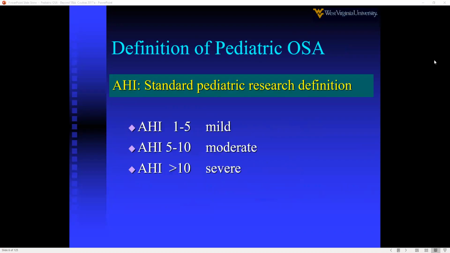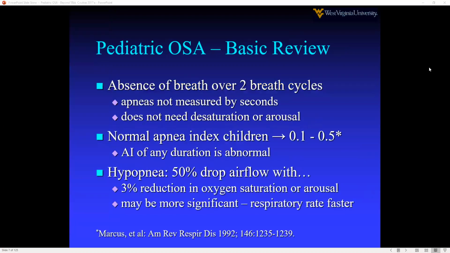So we typically will rely on the standard research definition, which means between 1 and 5 obstructions per hour is mild, 5 to 10 is moderate, and greater than 10 obstructions an hour is considered severe in children. Although this gets kind of cloudy when you get into the upper adolescent age groups. And so again, there's no consensus, but with the preteen, this is fairly standard, I think.